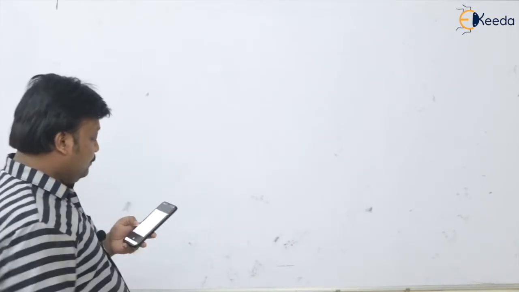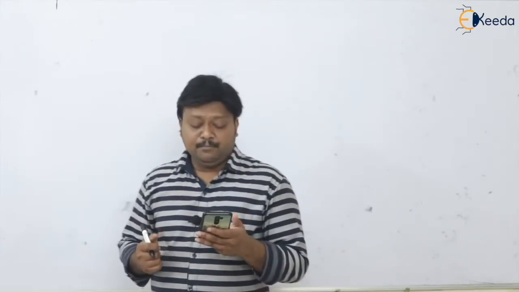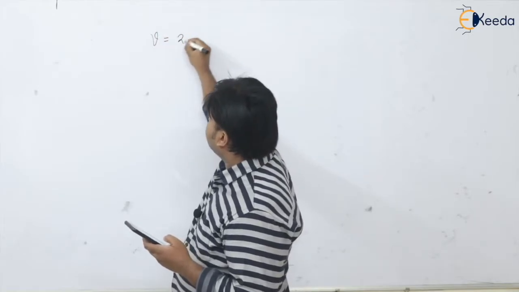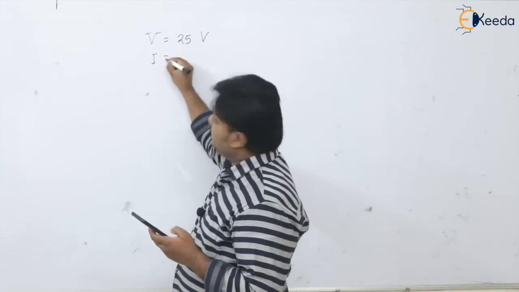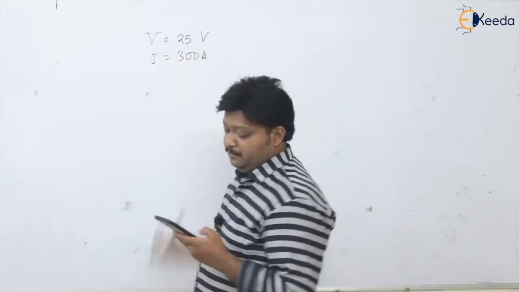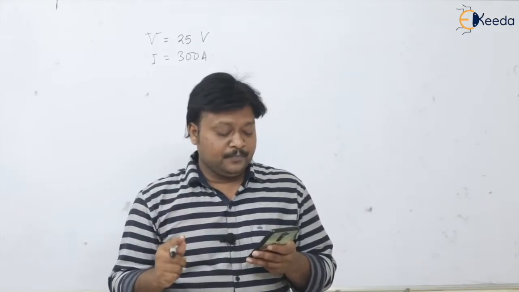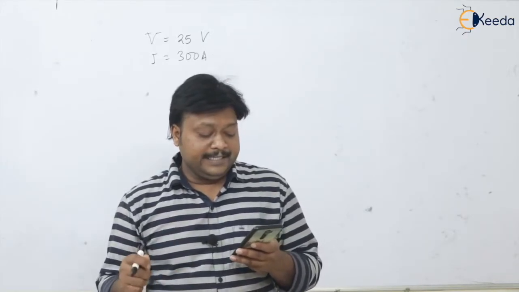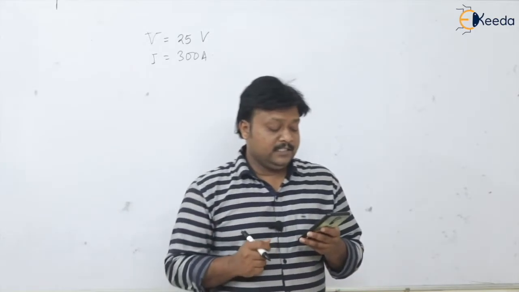See, next question. In arc welding process, the voltage and current are 25 volt and 300 ampere respectively. The potential of the power source or the voltage is how much given? 25 volt, and the current is how much? 300 ampere respectively. The arc heat transfer efficiency is 0.85 and the welding speed is 8 mm per second. The net heat input in joule per mm is, this is GATE ME 2008 question.